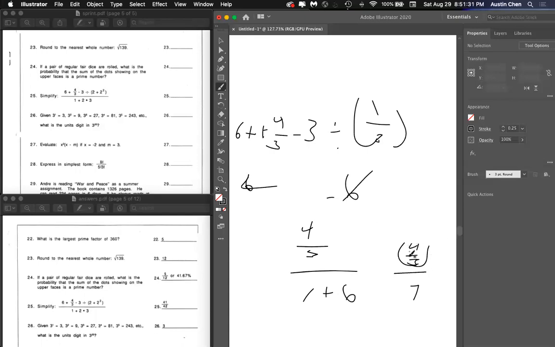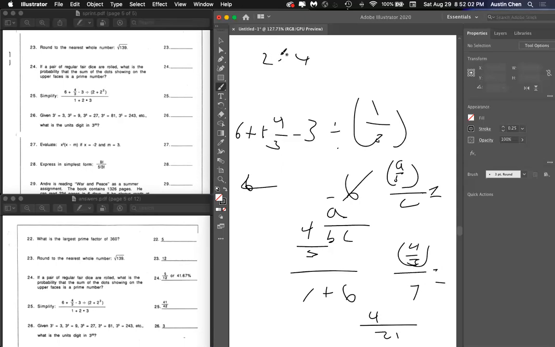Now if you have a fraction like a over b being divided by c, this equals a divided by b times c. So this is going to equal 4 over 21. Did I do something wrong? You did something wrong, Austin. Oh man. That's plus. I thought that was divided. Oh, that's plus. Sorry about that.